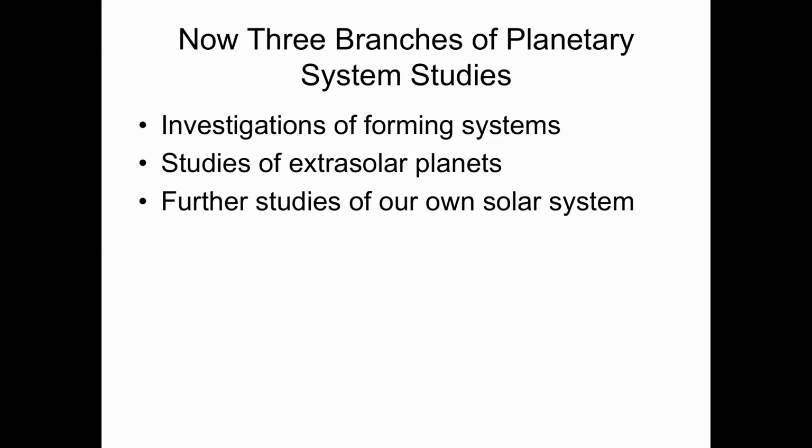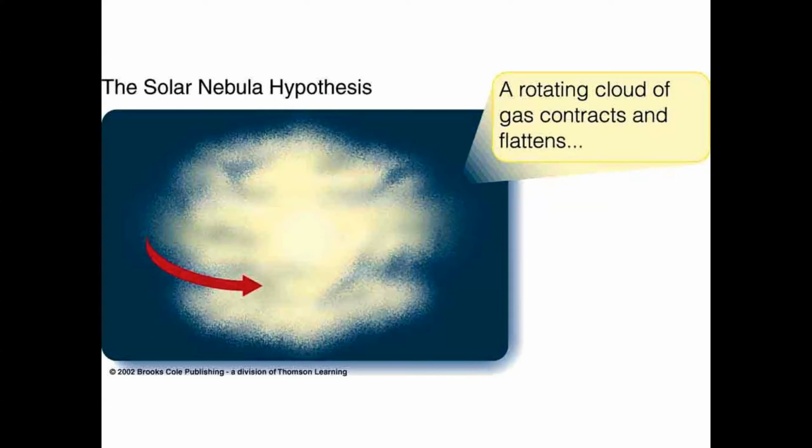Segment 61B, Planet Formation and Exoplanets. There are by now really three branches of planetary systems studies. One of them consists of the investigations of how systems form, another of study of extrasolar planets, that is, planets around other stars, and the third is further studies of our own solar system. We'll be talking about the first two of these in this particular segment.